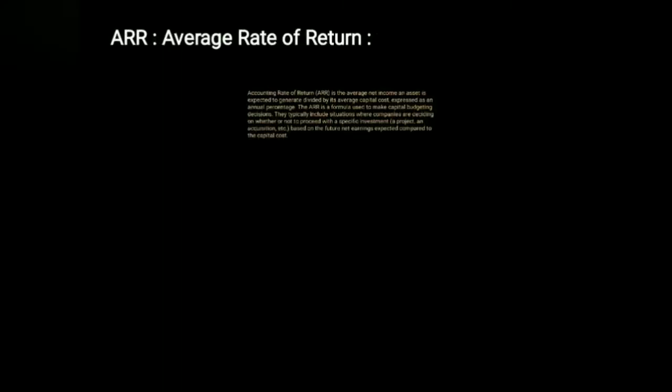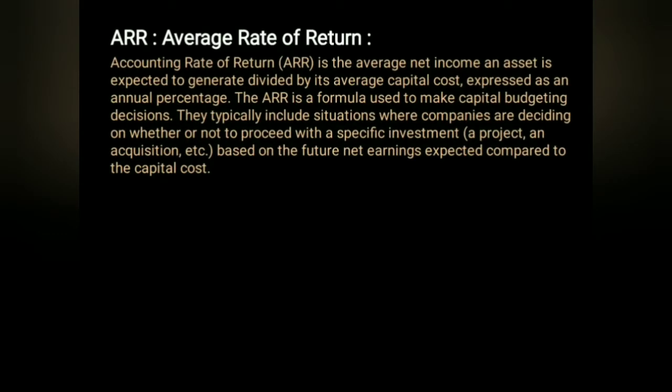What is meant by average rate of return and accounting rate of return? Accounting rate of return is the average net income an asset is expected to generate divided by its average capital cost, expressed as an annual percentage. The ARR is a formula used to make capital budgeting decisions.